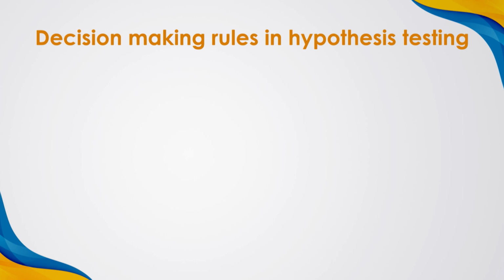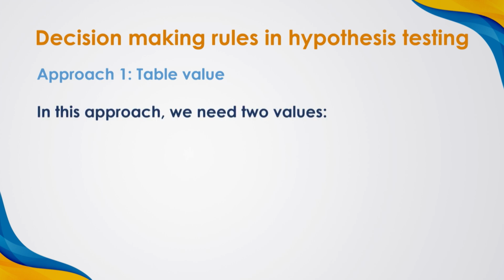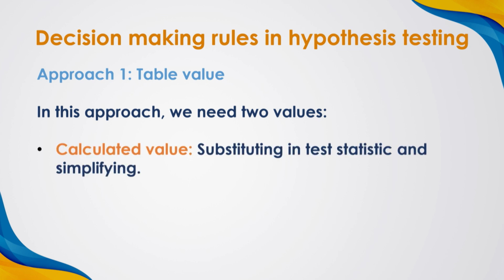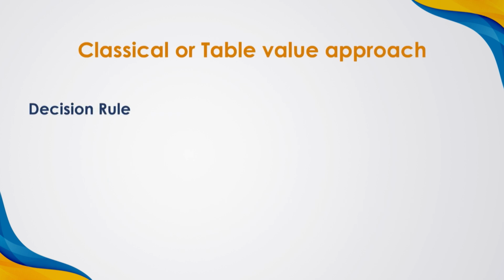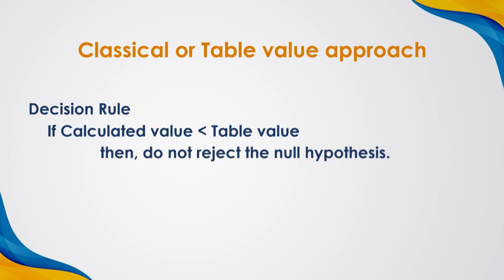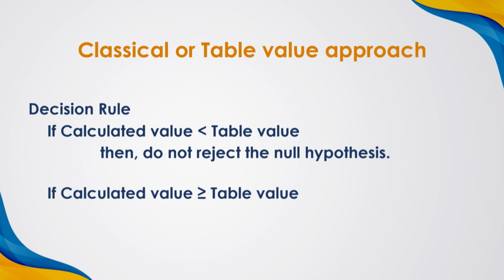Decision making rule in hypothesis testing. Approach 1, table value. In this approach, we need two values. One is calculated value, that is obtained by substituting the test statistic and simplifying. Another one is table value. It is obtained from the statistical table book corresponding to the respective degrees of freedom. According to this rule, if calculated value is less than table value, then do not reject the null hypothesis. If calculated value is greater than or equal to table value, then reject the null hypothesis.